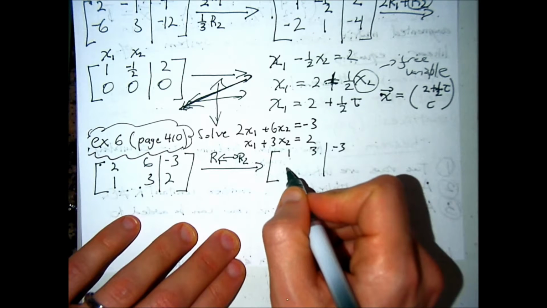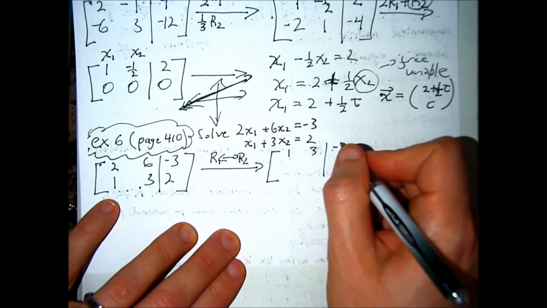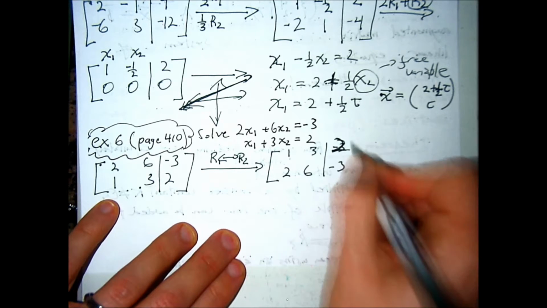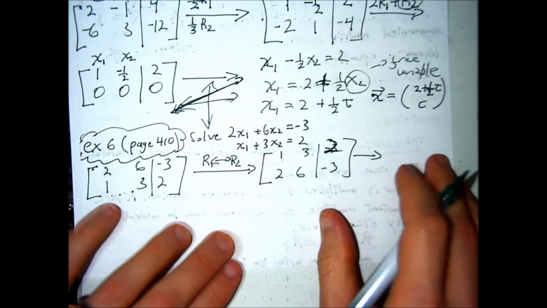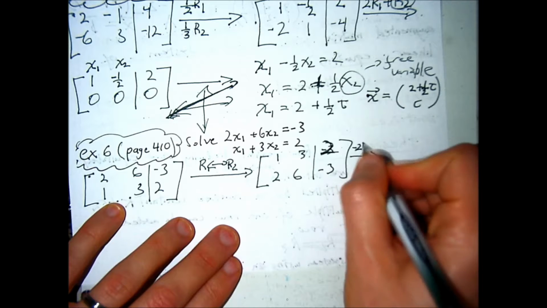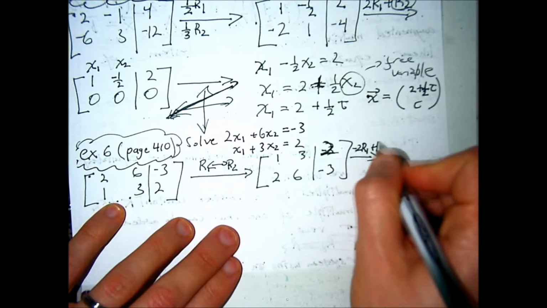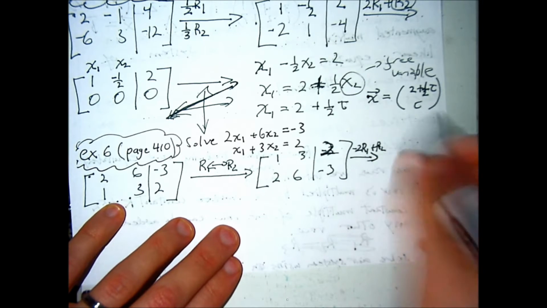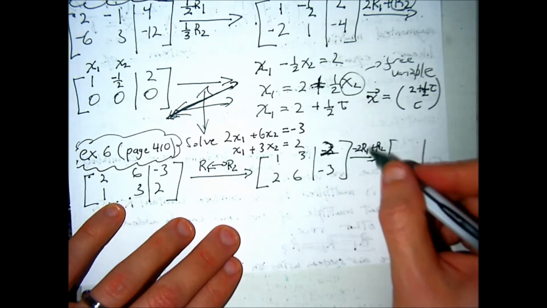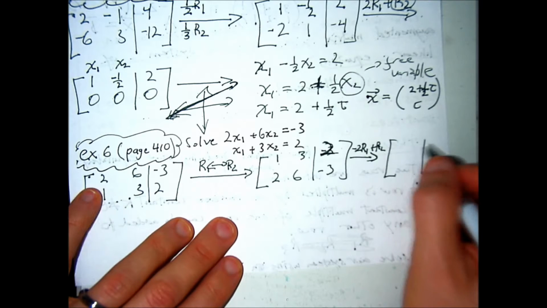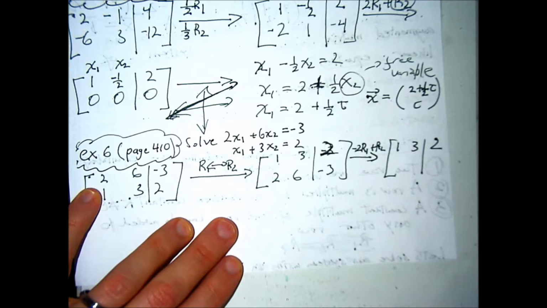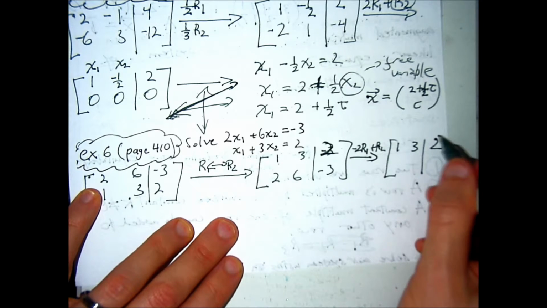And then I have 1, 3, vertical bar, and, I did it again, that should be a 2 now. And then this is 2, 6, -3. All right. Now I'm going to multiply the first row by -2, so -2 r1 plus r2. So what's not changing? The first row. 1, 3, 2. Copy it down right away so you don't make a mistake of accidentally changing the first row.